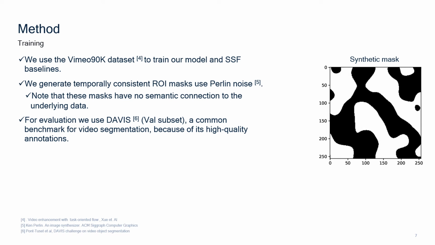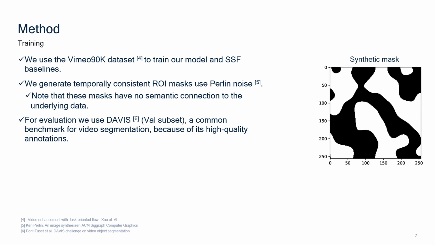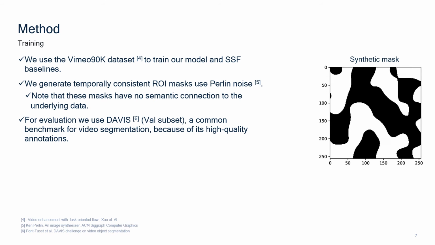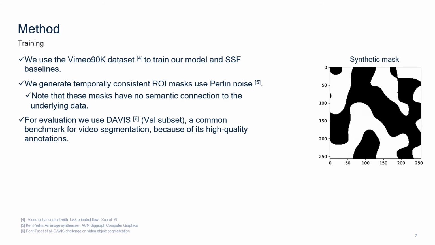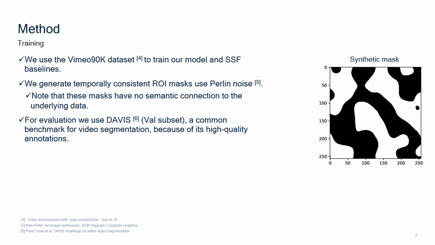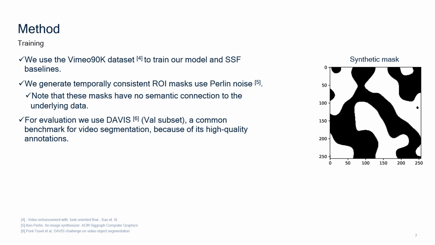For training our models as well as baselines, we use the Vimeo 90K dataset. During training, we generate temporally consistent ROI masks using Perlin noise. These have no semantic connection to the training data. Here we present results on the Davis validation subset. We also evaluate on compression benchmark datasets. These results can be found in our paper.